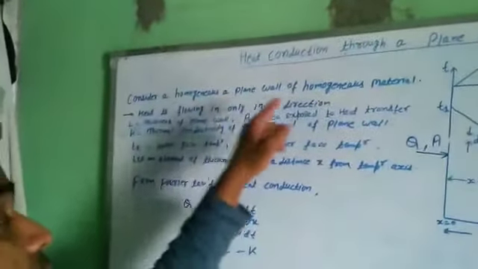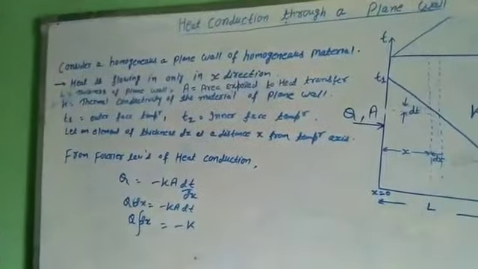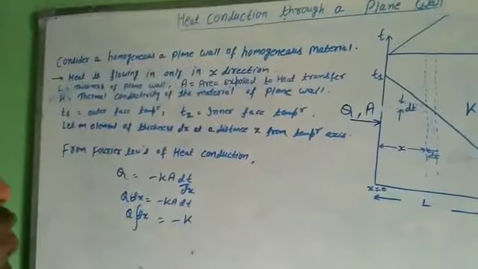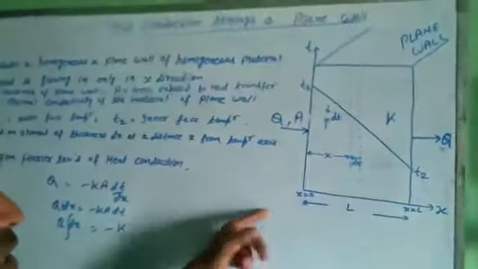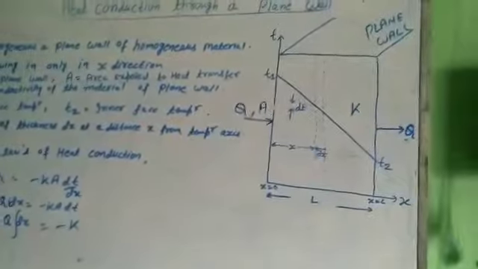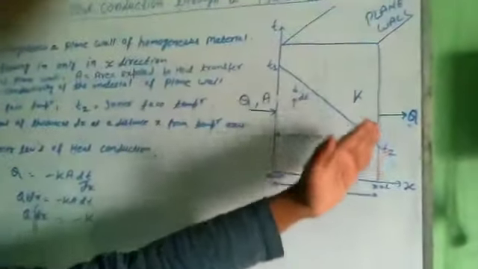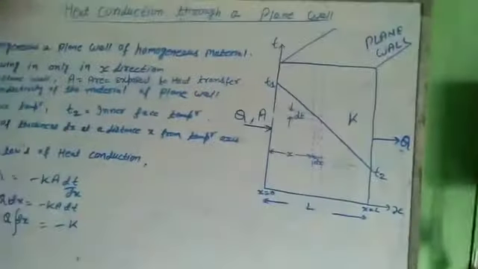So consider this is a homogeneous plane wall of homogeneous material. Heat is flowing only in one direction, that is in the x direction. K is the thermal conductivity of the material. T1 is the outer temperature and T2 is the inner face temperature.